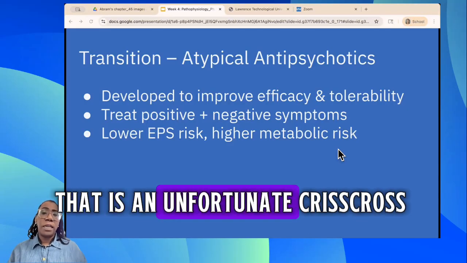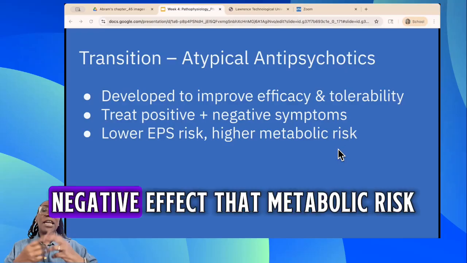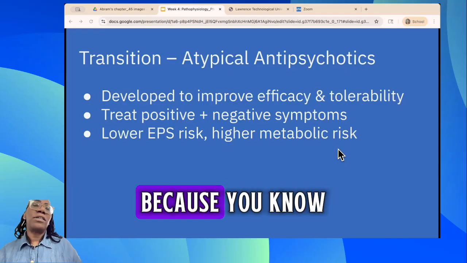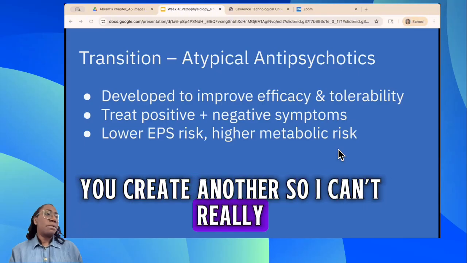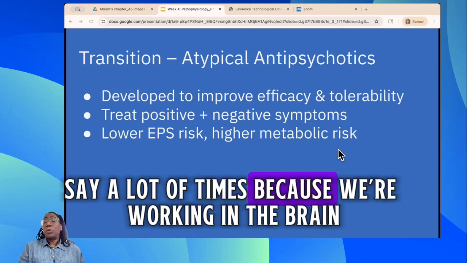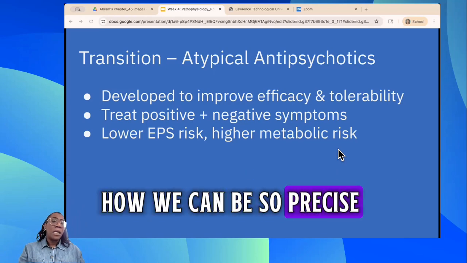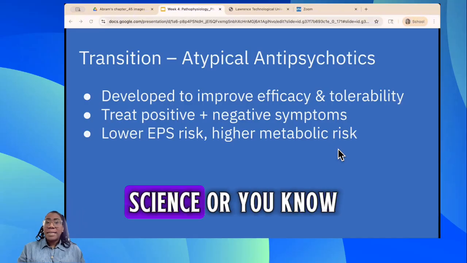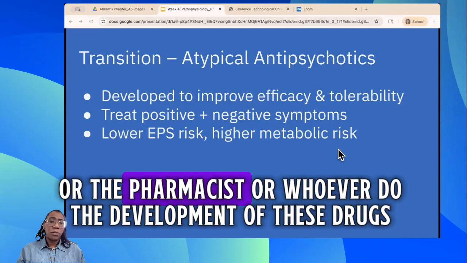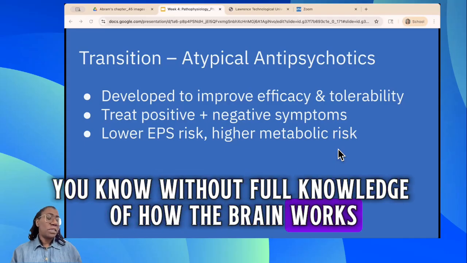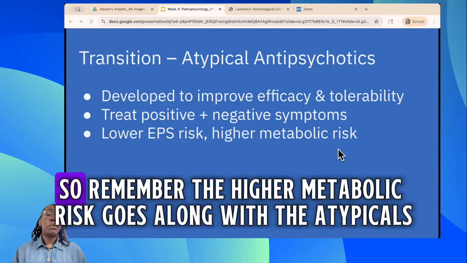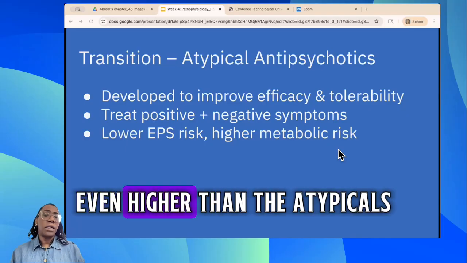That is an unfortunate crisscross negative effect, that metabolic risk, because sometimes when you treat one problem, you create another. So I can't really say a lot of times, because we're working in the brain, how we can be so precise. I can't say how science or pharmacology or the pharmacists or whoever do the development of these drugs, I can't say how easy it is to stop one problem, without full knowledge of how the brain works, to stop one problem without creating another. All right. So remember, the higher metabolic risk goes along with the atypicals.